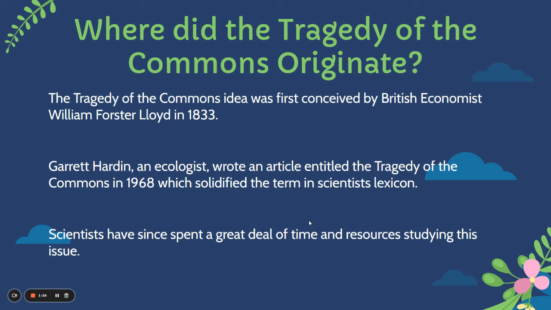So where did this idea originate from? Well, the tragedy of the commons was first conceived by British economist William Forster Lloyd in 1833. Garrett Hardin, an ecologist, wrote an article entitled The Tragedy of the Commons in 1968, which took this term and added it into scientists' lexicon. Scientists have since spent a great deal of time and resources studying this issue and how it affects different parts of the environment and the earth.